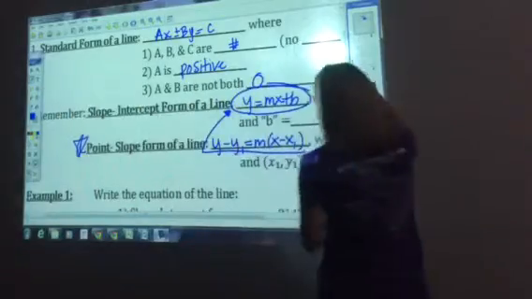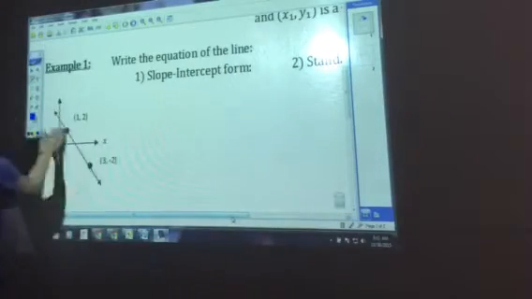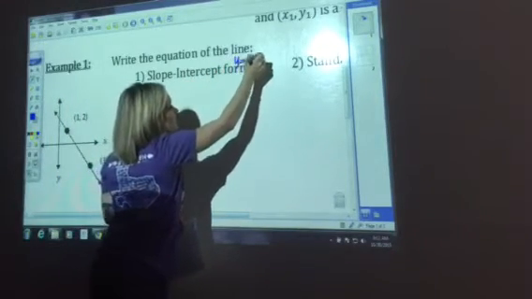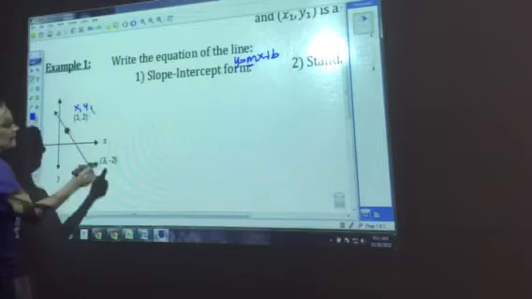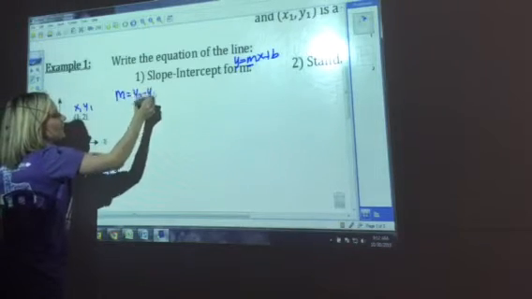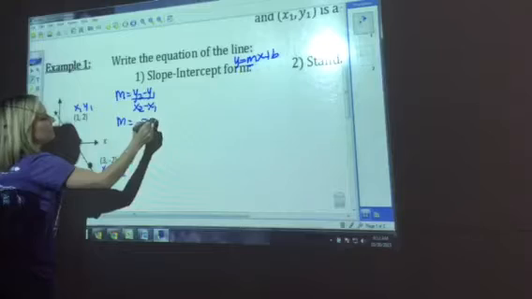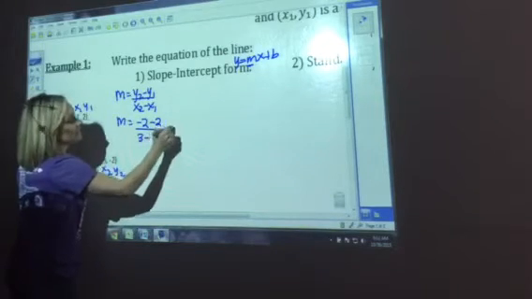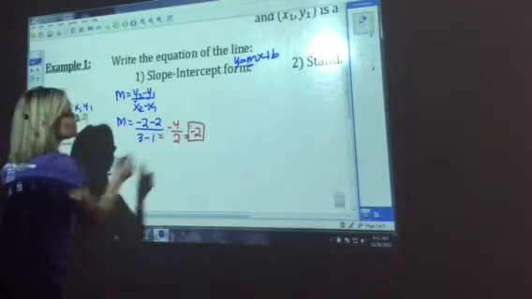All right, so if I start with our first example, it says write the equation of the line in slope-intercept form. Here is our line given 2 points. To get it in y equals mx plus b, I need to figure out what my slope is. Remember x1, y1, x2, y2, it doesn't matter which one's your first coordinate or your second. So the slope is y2 minus y1 over x2 minus x1. So m is equal to negative 2 minus 2 over 3 minus 1. That gives me negative 4 over 2, which gives me negative 2. So there's my slope.